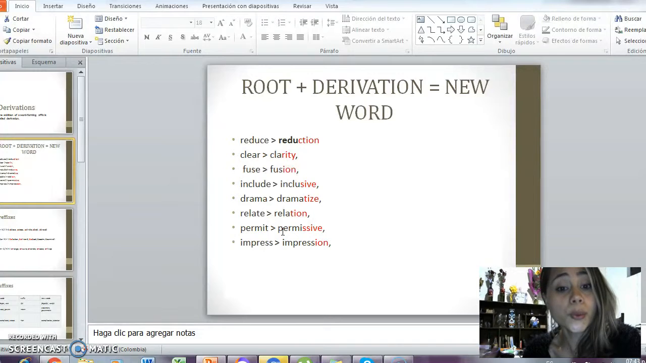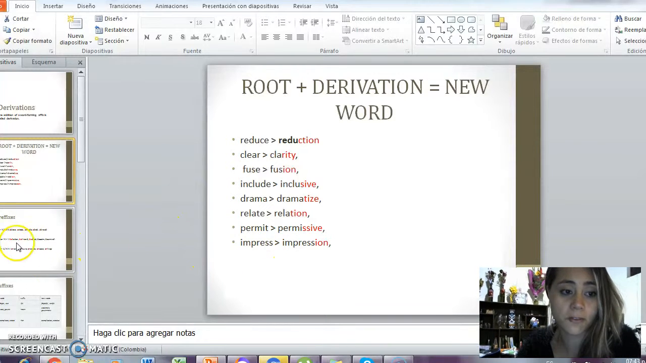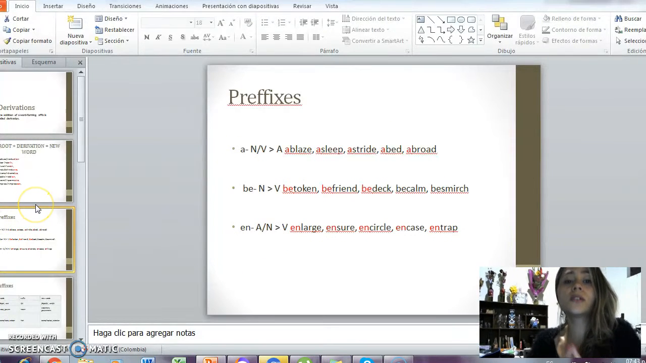Now we have a derivation, and we have a new word, and it comes from that root, but it's different, with a different meaning and a different way to write it grammatically. So we modify it. When we talk about derivation, we have two classes: prefixes and suffixes. The prefixes are at the beginning of the word, before the root.